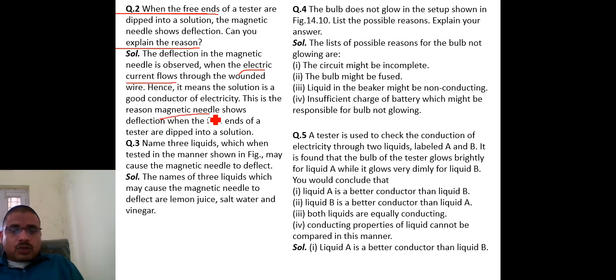Name the three liquids which, when tested in the manner shown in the figure, may cause the magnetic needle to deflect. Some solutions are given in the question, and with their help we have to say in which solution this happens. There is an acid, a salt solution, and again an acid: lemon, salt water and vinegar. These are some of the solutions.